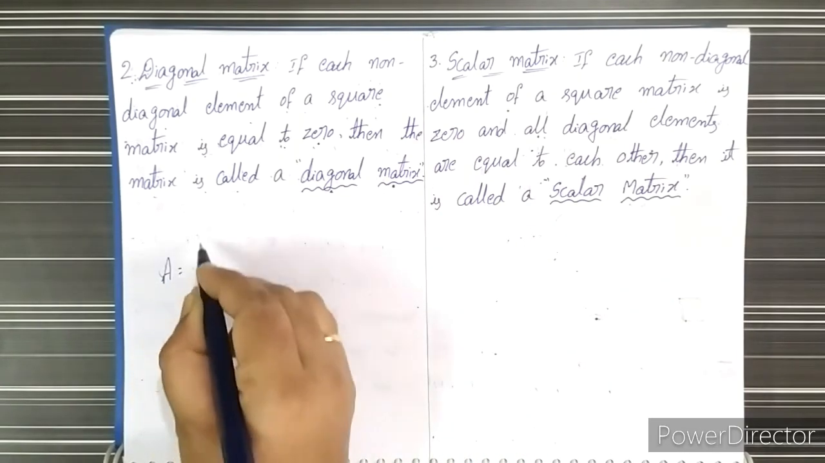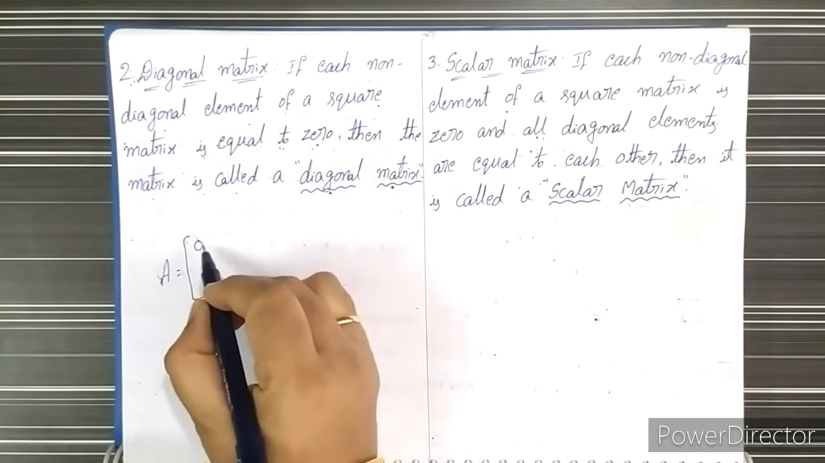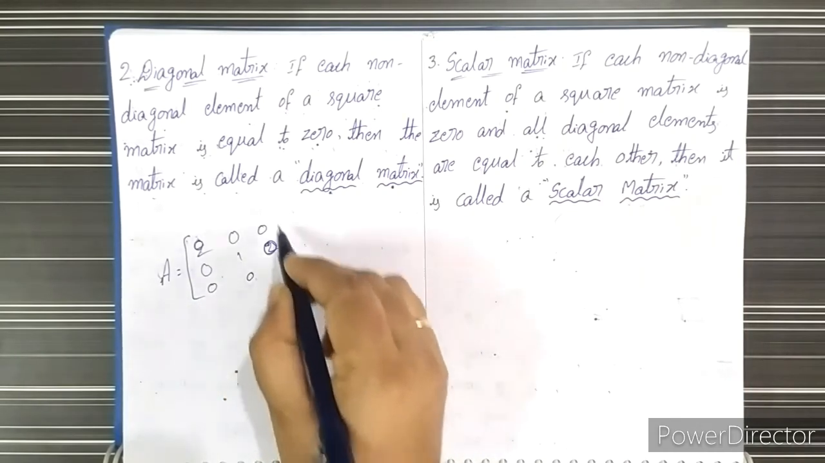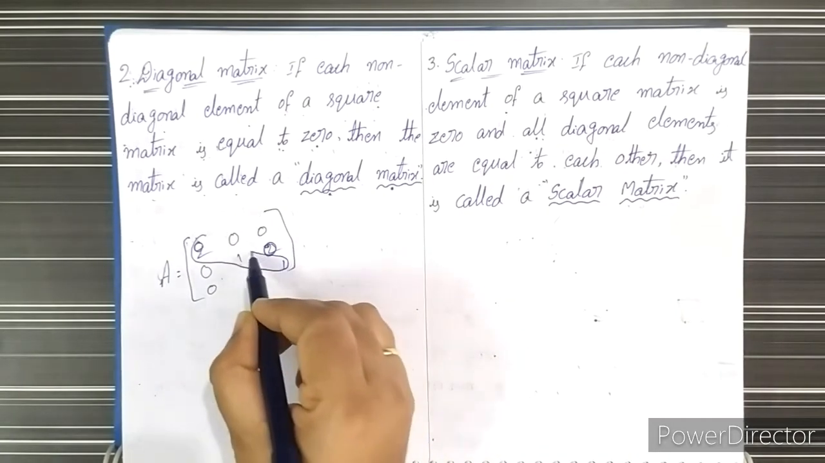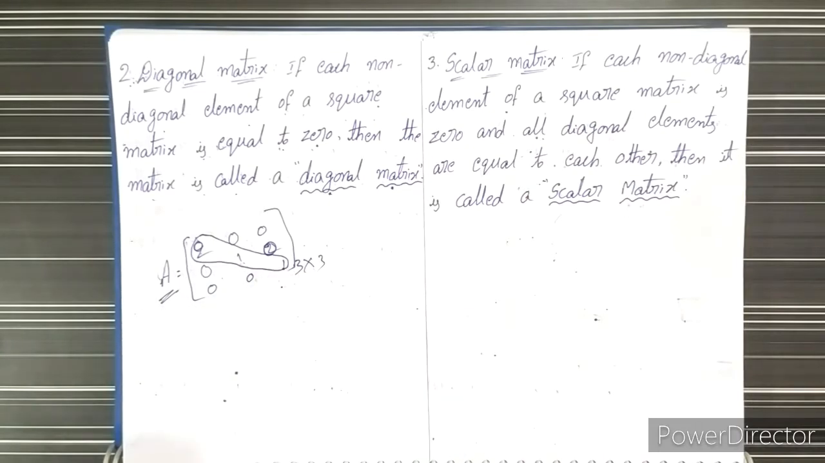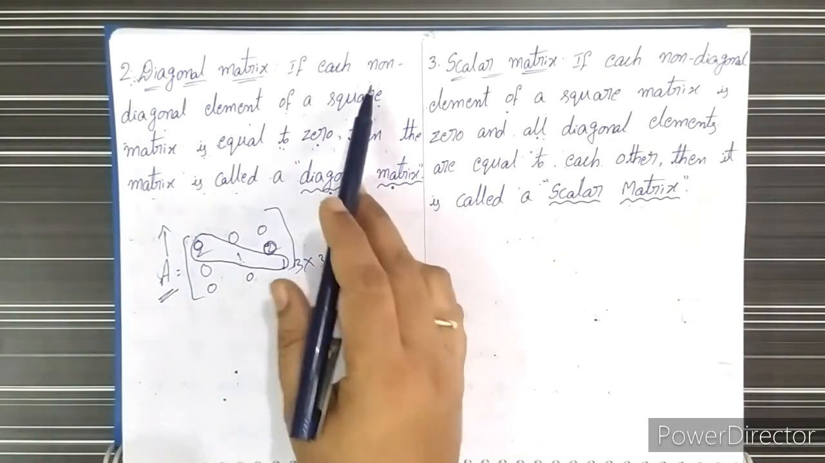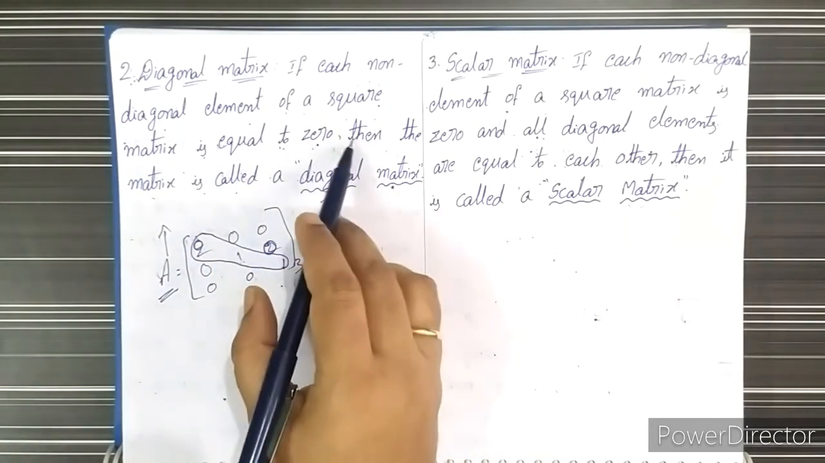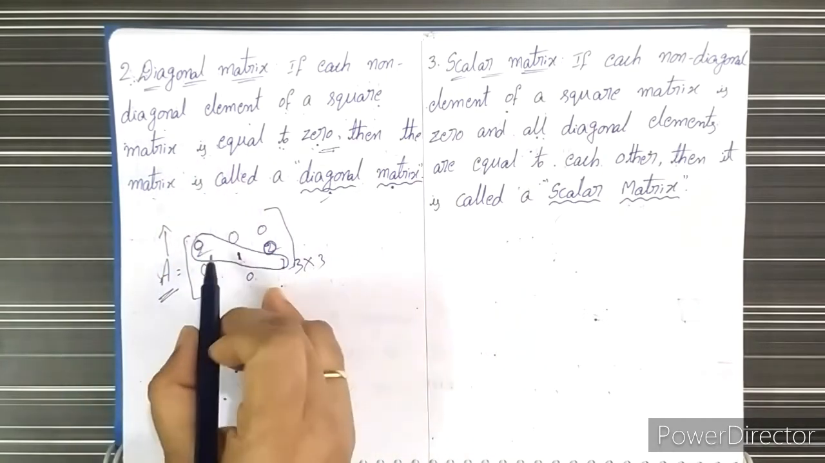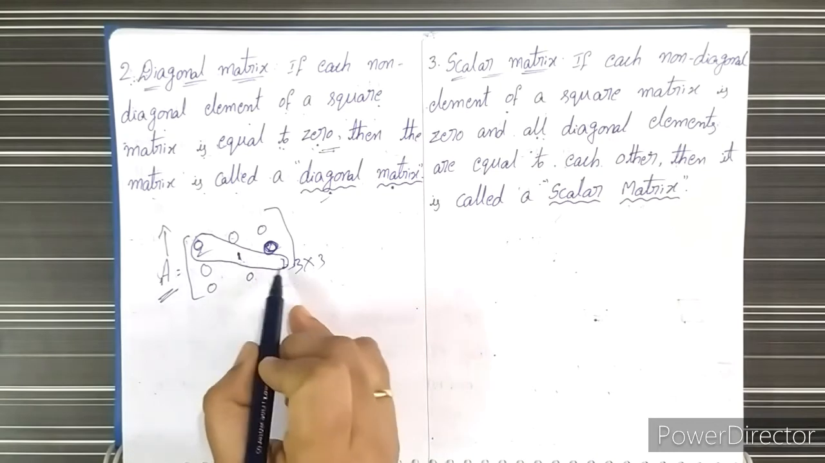That means, if A equals the matrix with rows 2 0 0, 0 1 0, 0 0 1, these are the diagonal elements. The given matrix is a square matrix of order 3 by 3 and the diagonal elements are 2, 1, 1. This matrix A can be called a diagonal matrix if the non-diagonal elements of the square matrix are equal to 0, that is, the remaining elements except the diagonal elements. Non-diagonal elements means the elements which are not in the diagonal.